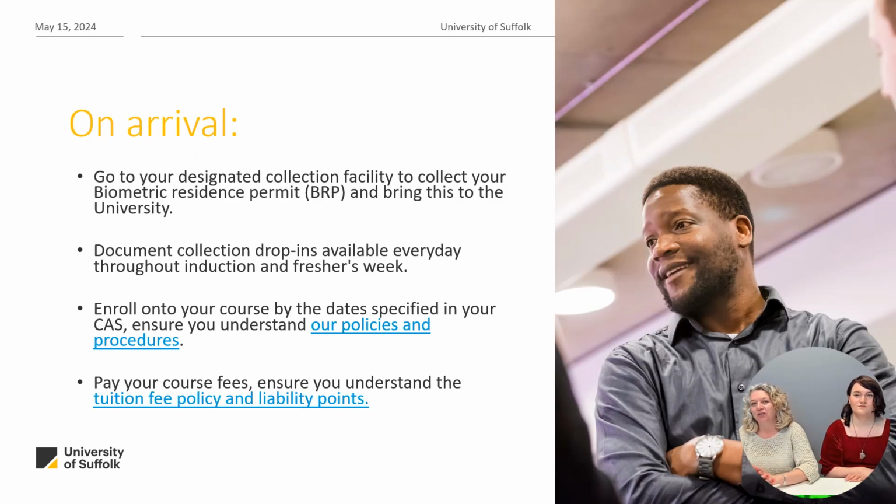We're now going to talk you through a little bit about what to do on arrival. So the first step is to collect your BRP from the post office and bring this along with copies of your original documents to the Student Centre. This is situated on the ground floor of the Waterfront building, and a member of the staff will then scan the documents, attach them to your student records, and this will trigger your enrolment, and you should receive an email inviting you to enrol.